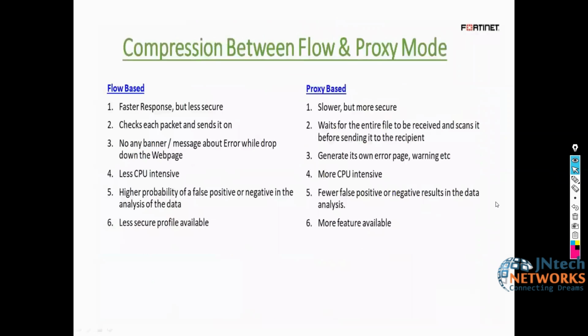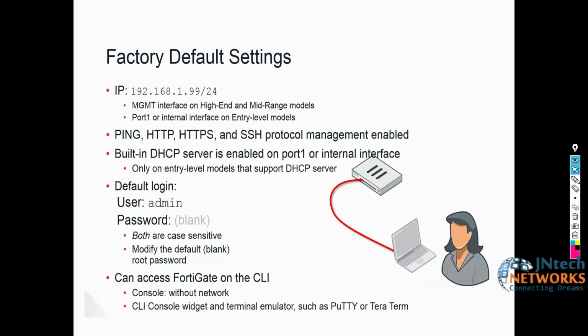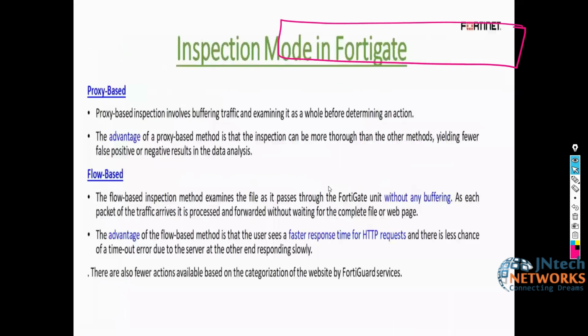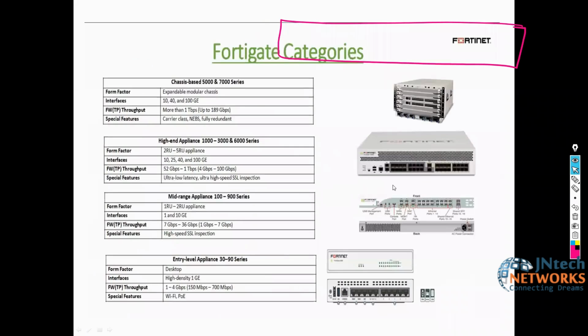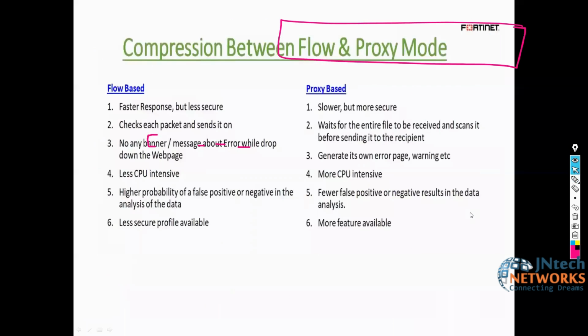So let's talk about the factory default setting first. For example, if I have a high-end model, let me show you. These are the high-end models: Fortinet 1000, 3000, 6000 series.